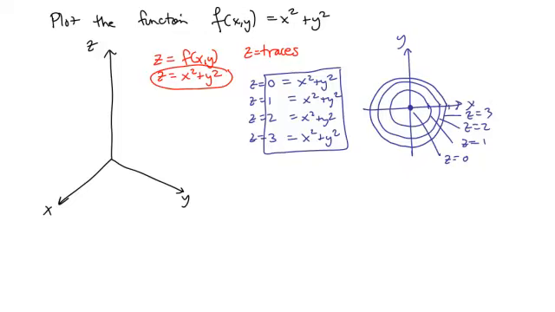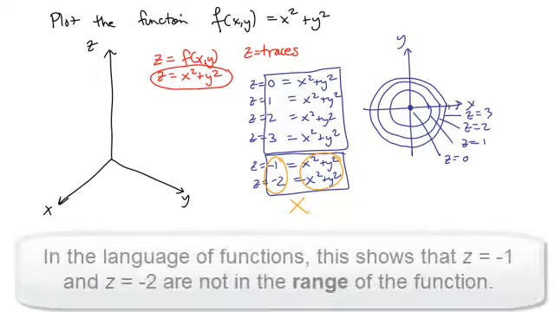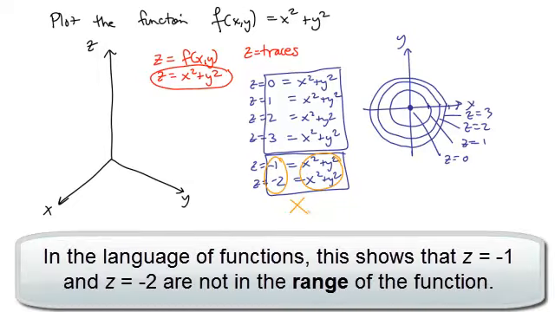On the other hand, if I were to try to go any lower than this, z equals minus 1 or z equals minus 2, I'd get the equations x squared plus y squared is equal to minus 1, or x squared plus y squared is equal to minus 2. Since the left-hand side is negative, but the right-hand side of these equations are always positive, these equations have no solutions. So there are no traces for negative z values. That tells me that the surface never gets below the xy plane.